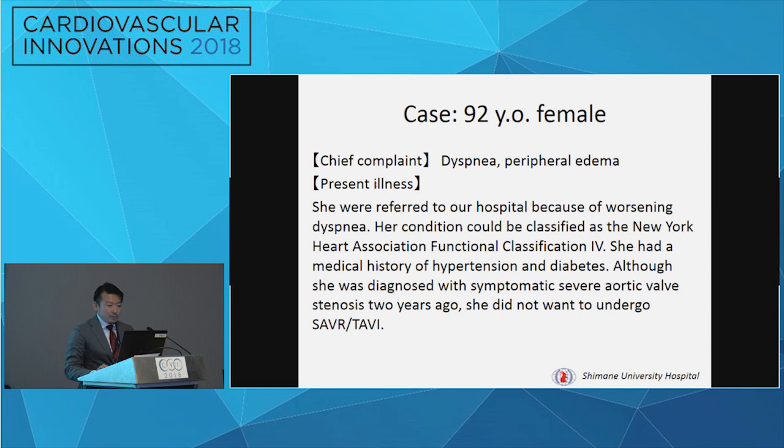Her chief complaint was dyspnea and peripheral edema. She was referred to our hospital because of worsening dyspnea. Her condition could be classified as New York Heart Association Functional Classification 4. She had a medical history of hypertension and diabetes. Although she was diagnosed with symptomatic severe aortic valve stenosis 2 years ago, she did not want to undergo surgical AVR nor TAVI.